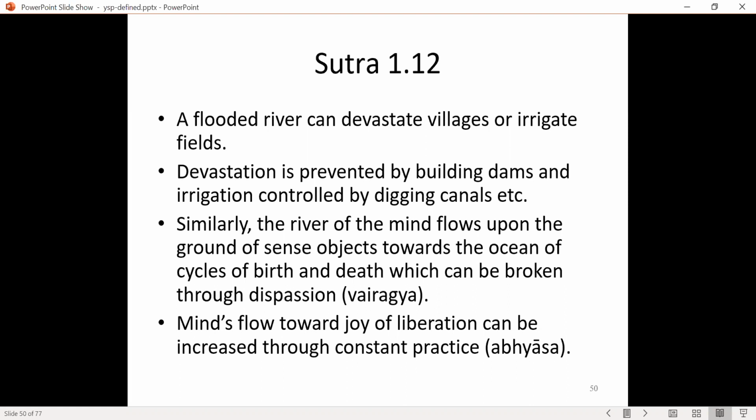But if we are focused only in that direction, our river of the mind is only in that direction, it's going to lead us to this continuous cycle of birth, death, rebirth. It never is broken. What can break it? If we can detach ourselves from the attraction towards these sense objects. That's what detachment means. Detachment, vairagya, is to be able to detach yourself from attraction toward these five senses.